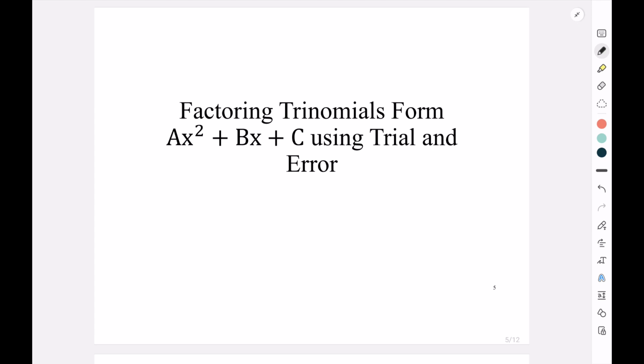So next we're going to look at using the trial and error method, not a method that I would recommend, but it is possible to do. For this, we are given a polynomial in the form ax squared plus bx plus c, and we want to take 2 binomials that we can FOIL to where we get the original equation, or a pattern.